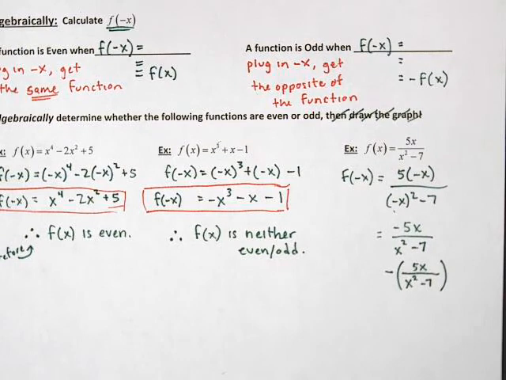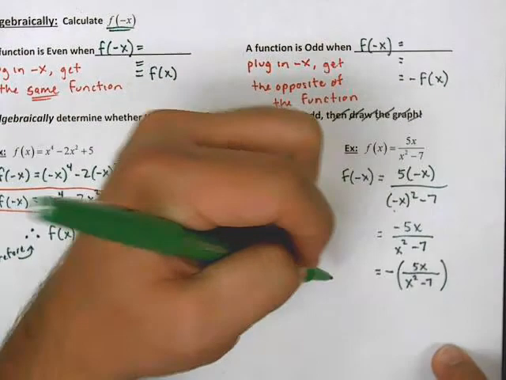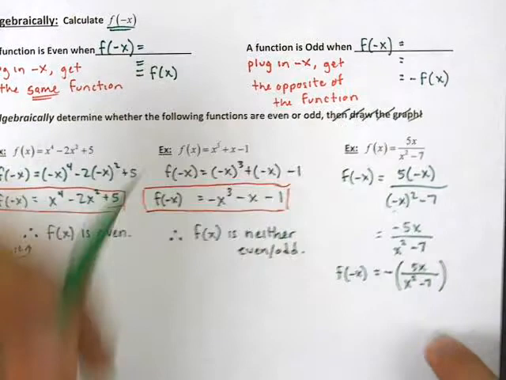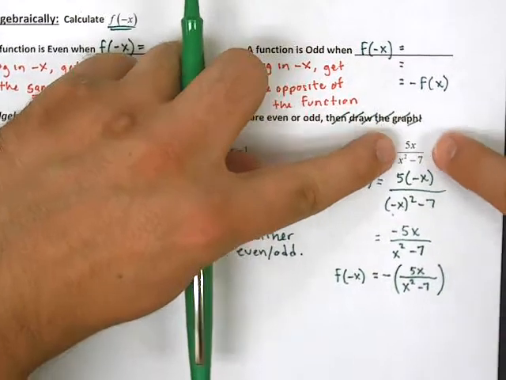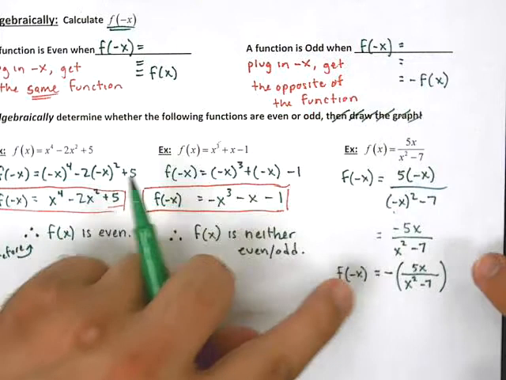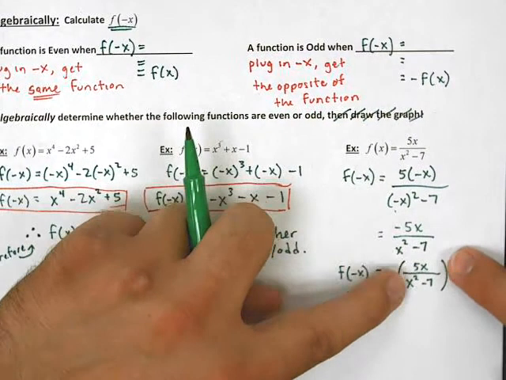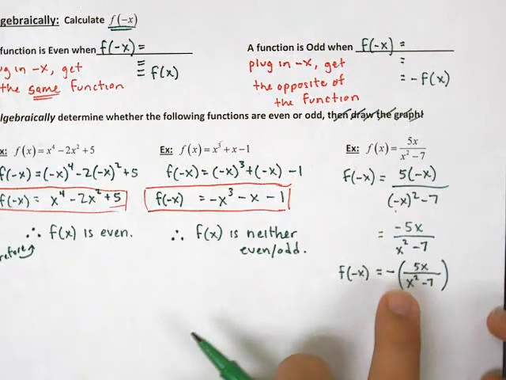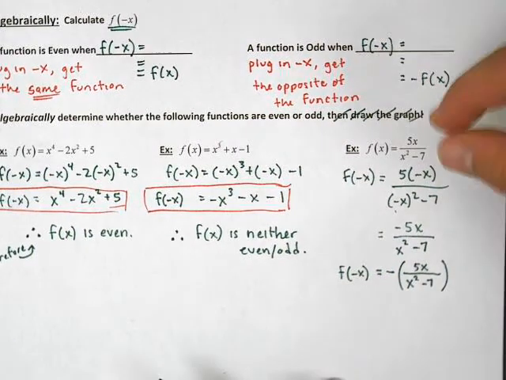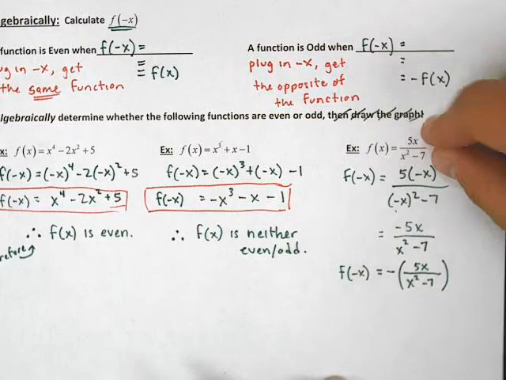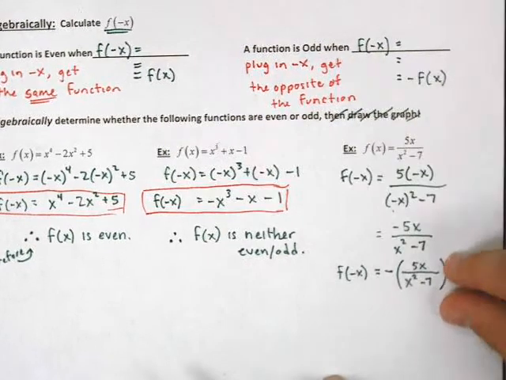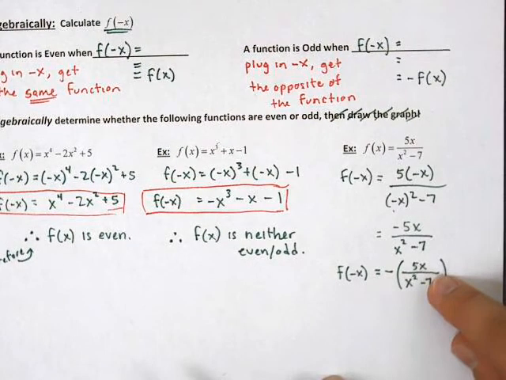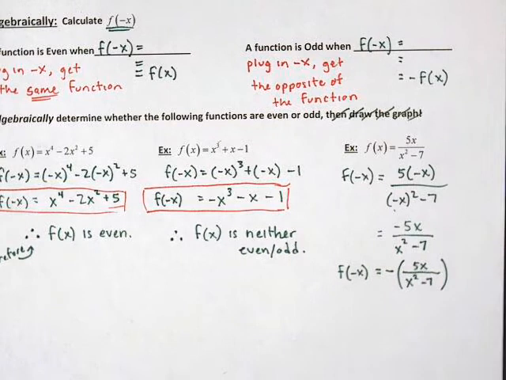Now, let's take a look at what we have. Oh, and actually, let me rewrite this. Sorry. F of negative x equals that. Okay. So I have 5x over x squared minus 7. Amazing. I have another 5x over x squared minus 7. However, this one's negative. So what are we saying? I'm going to say that this function is the complete opposite of my new function, which means what? What am I going to write here?